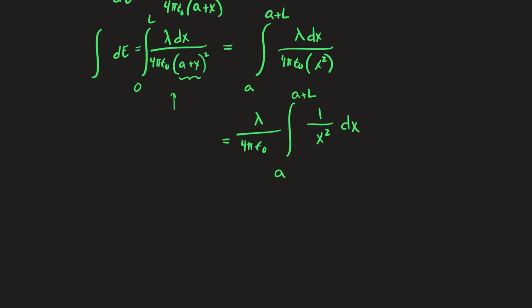Now, 1 over x squared is just x to the negative 2 power. So we can use the polynomial method to figure out what the antiderivative is. So I think we'll do that.